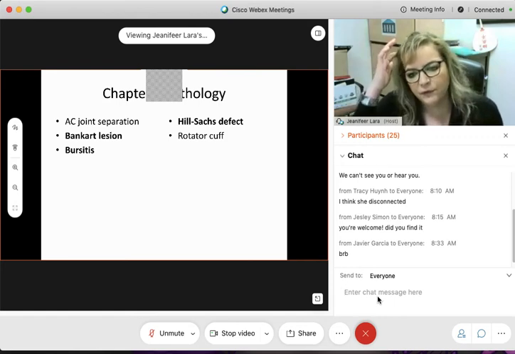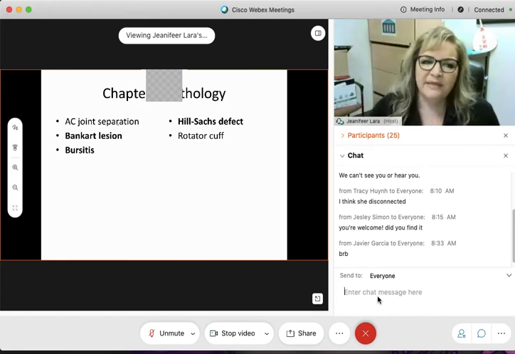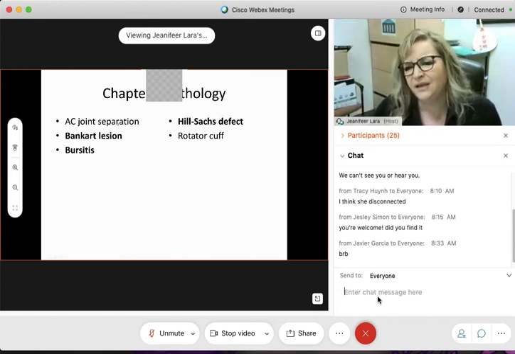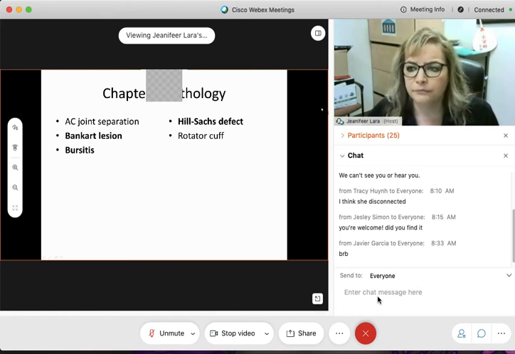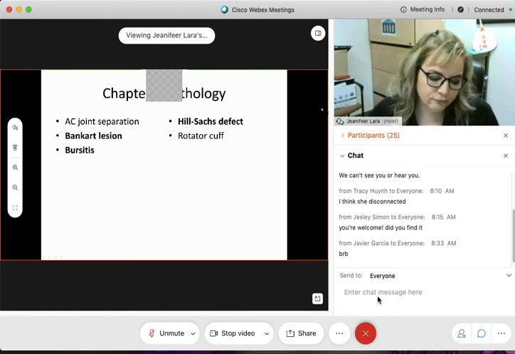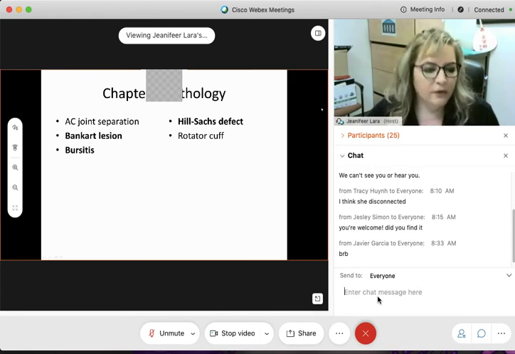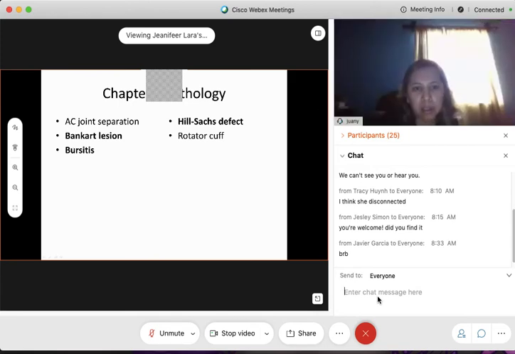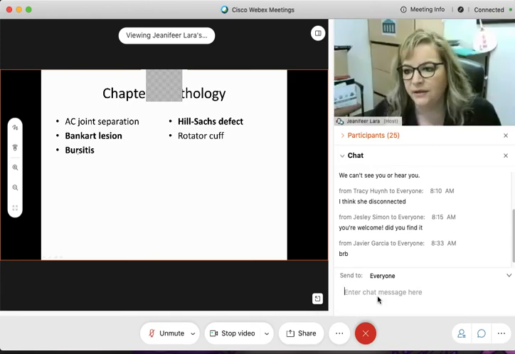So some of this information you probably already know. AC joint separation. What does AC stand for? Acromioclavicular joint. Beautiful. Look at this. I even put bursitis on here, because there is a bursitis of the shoulder. We'll briefly go over it, but you already know what bursitis is. We've already talked about it.